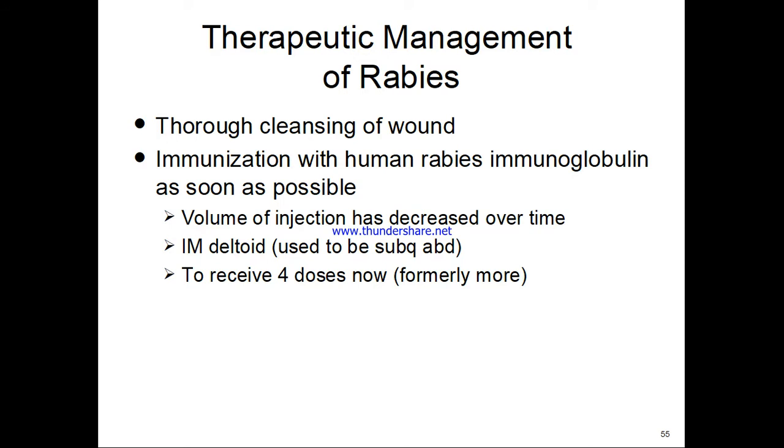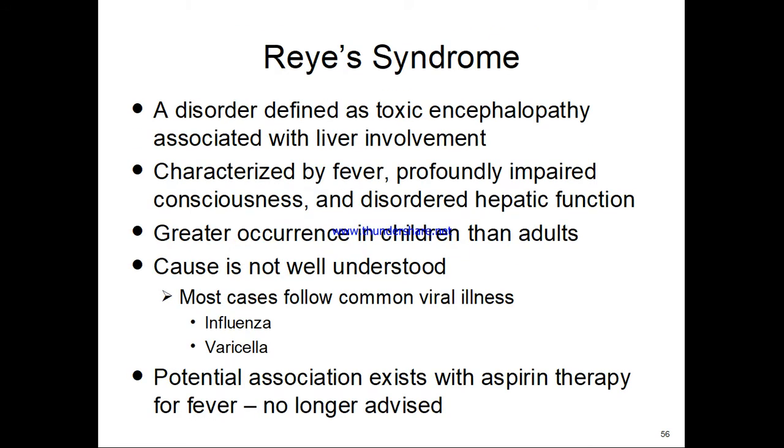Originally, it needed to be injected subcutaneously in the abdomen, so you needed multiple needles to the abdomen. Then it was IM, so you needed multiple IMs all over. The volume of injection has decreased dramatically, so that now it can be divided up into just a couple shots. And now we only have to give 4 doses. We used to have to give a lot more. So we really have enhanced the supply of rabies immune globulin.